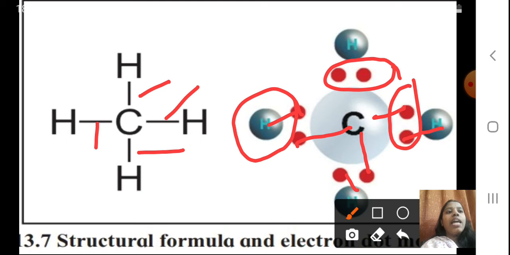And carbon, if you see the last shell, whatever is shown, here 1 2 3 4 5 6 7 8. So here also the last shell of carbon is complete now. The octet is complete. So CH4 will become a stable electronic configuration for methane. Okay students, I hope you understood the structure of methane also. We'll proceed.